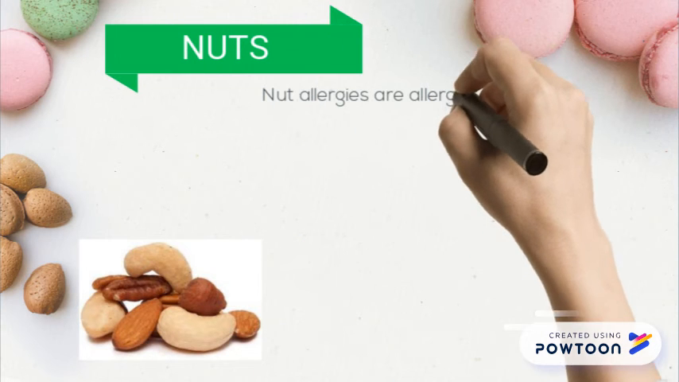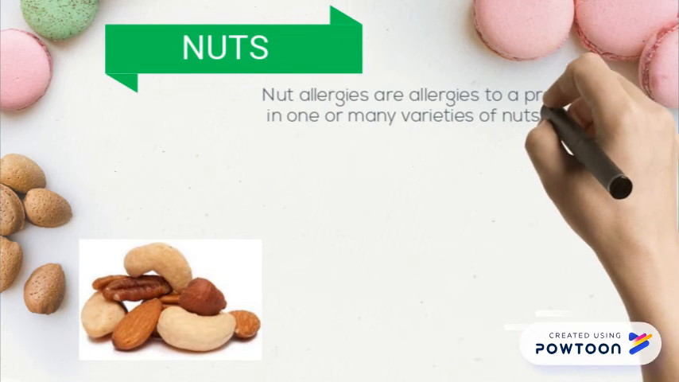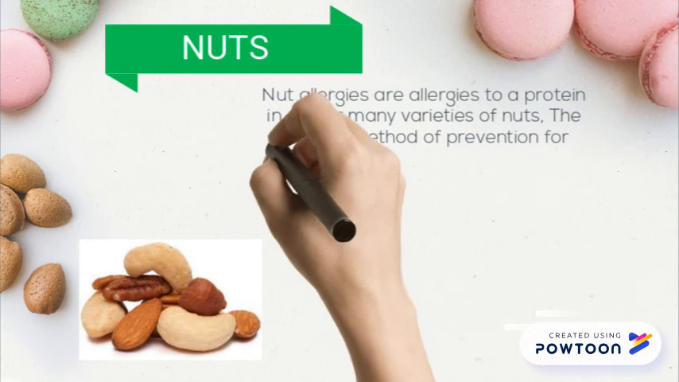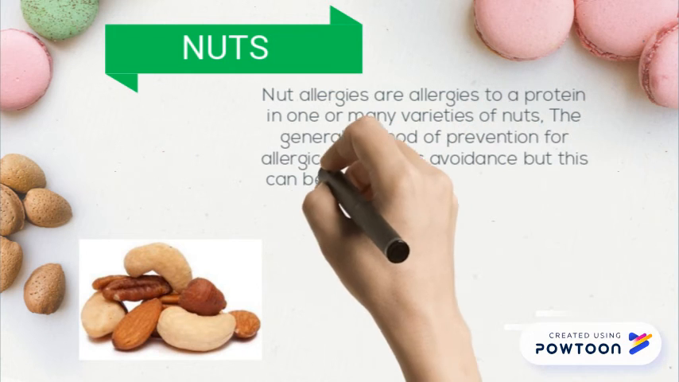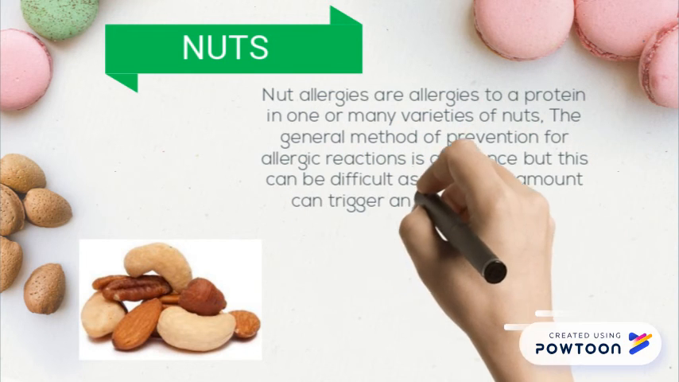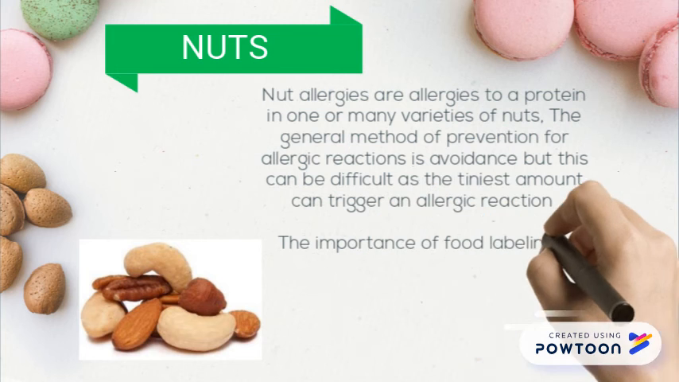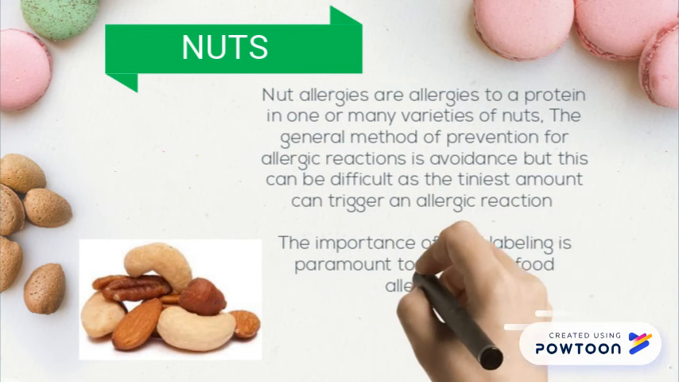Nut allergies are allergies to a protein in one or many varieties of nuts. The general method of prevention for allergic reaction is avoidance, but this can be difficult as the tiniest amount can trigger an allergic reaction. The importance of food labeling is paramount to those with food allergies.